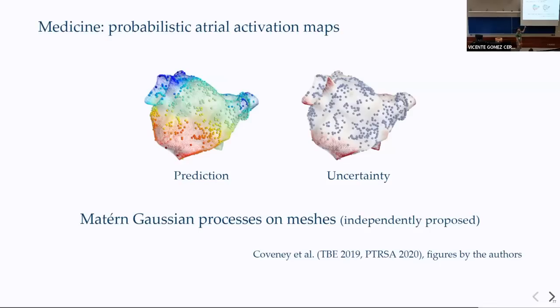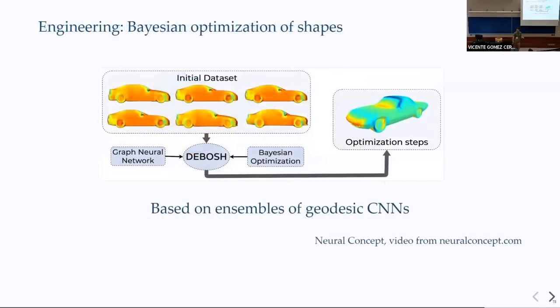And this one in particular is also interesting in the way that it came up with Matérn Gaussian processes on meshes in an independent way, which sort of testifies to the naturalness of the idea. The last thing is about deep ensembles based on graph convolutional neural networks.